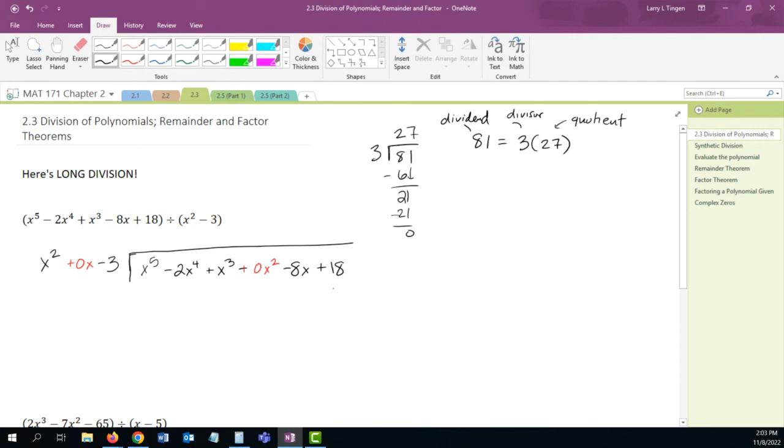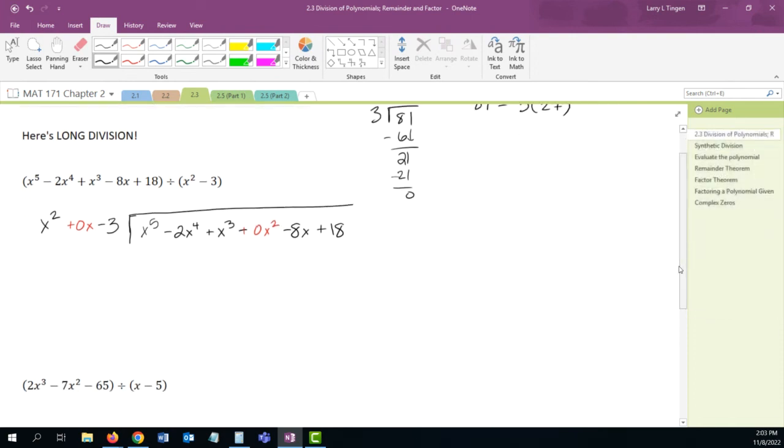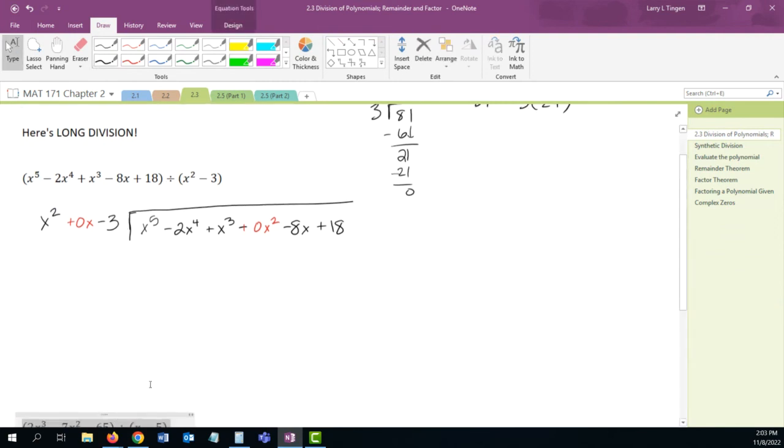All right. The process is going to work very similar to the way that you're used to, the way that we just did that long division. The difference is I'm going to take the leading term of the dividend and divide it by the leading term of the divisor. So if I come out here to the side, I'm taking x to the 5th and dividing it by x squared. And that gives me x cubed.